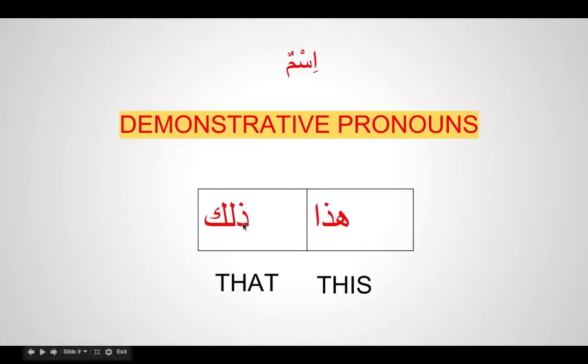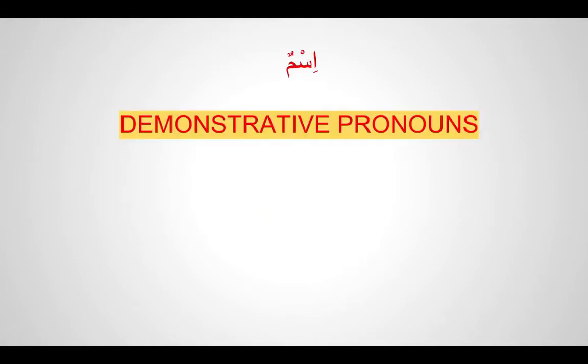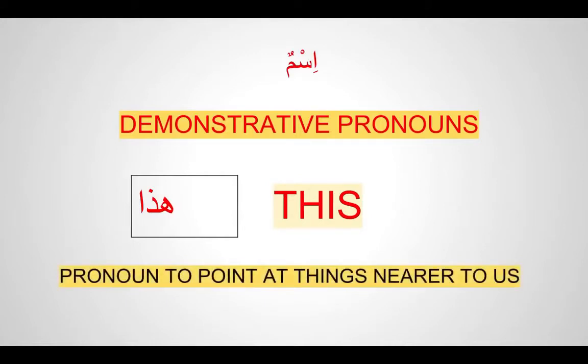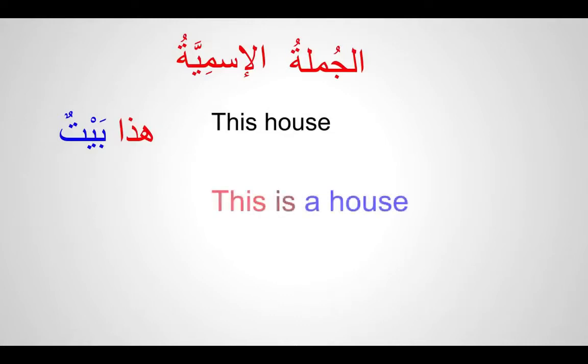So it's written as dhalika but we pronounce it as dhalika. So HADHA means this. So when do we use this? We use this pronoun to point to things which are nearer to us. Anything which is close to us, we say this. So let's give an example. If we say هذا بيت, we know literally it means this house, but we translate it as this is a house. So we insert an is.